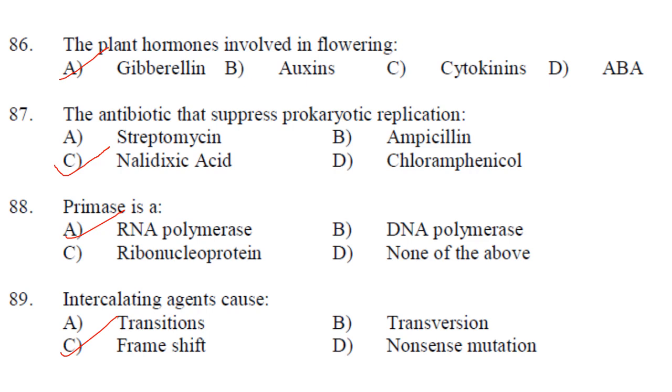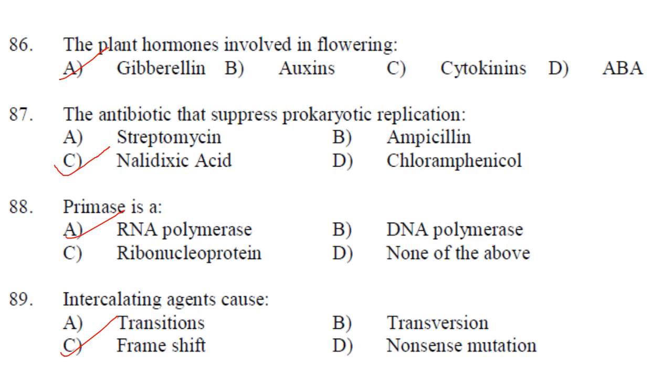The antibiotic that suppresses prokaryotic replication. So the one which attacks the DNA replication mechanism, you have to find out. Streptomycin inhibits protein synthesis. Chloramphenicol also inhibits protein synthesis. Ampicillin interferes with cell wall synthesis, and nalidixic acid inhibits DNA gyrase activity. So it is involved in suppression of prokaryotic replication. So the answer is option C.